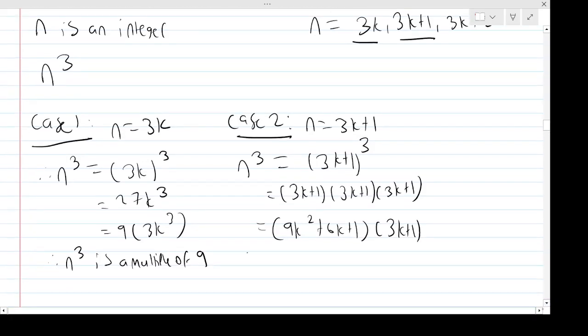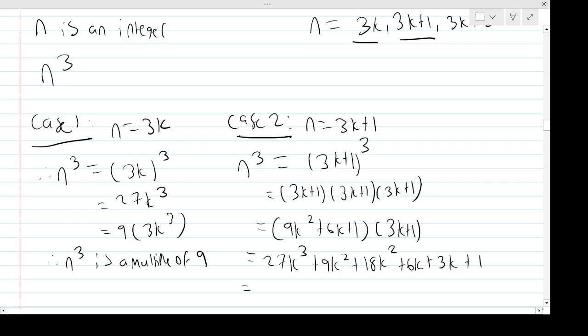Then we're going to get 9k squared times 3k, which is 27k cubed. And then 9k squared times 1 is just 9k squared. 6k times 3k is plus 18k squared. And 6k times 1 is just 6k. And then 1 times 3k is 3k. And 1 times 1 is 1.